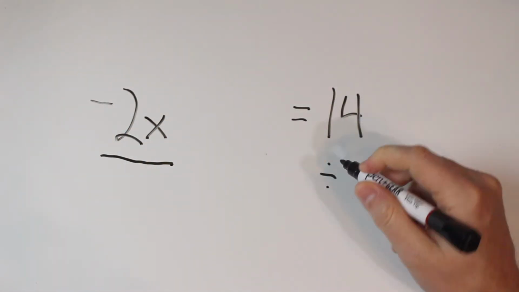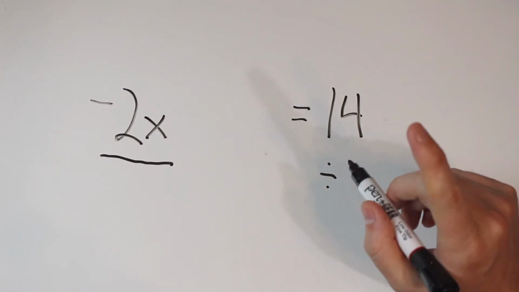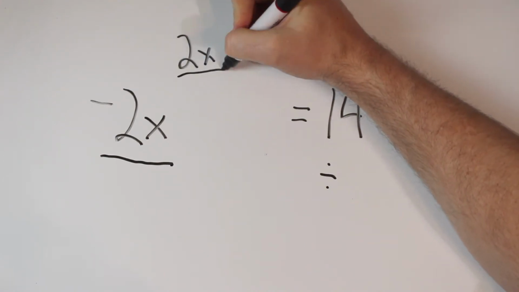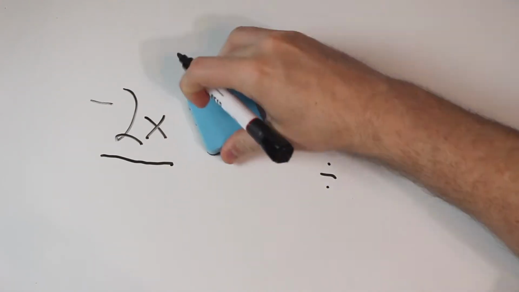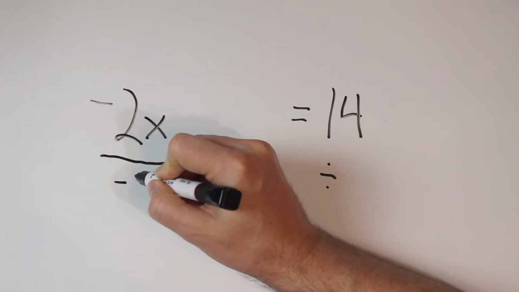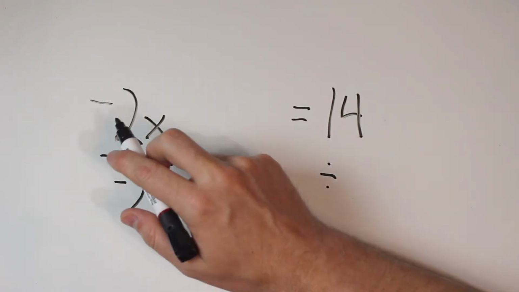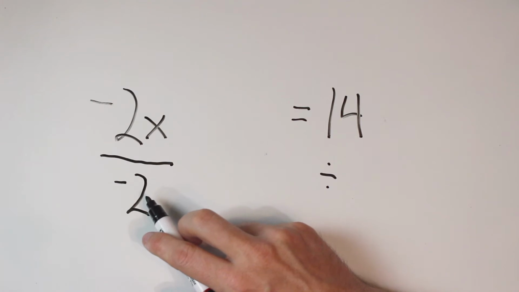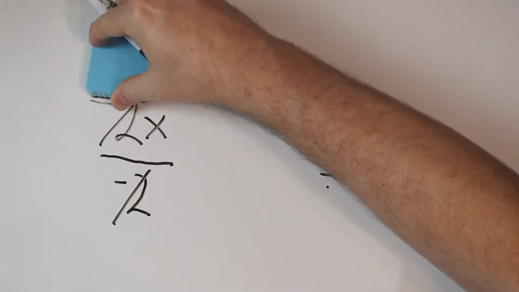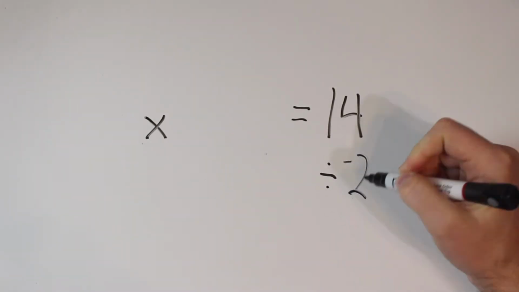Can you guess what we divide both sides by? Well, when we had 2x in our very first power-up problem, we divided by 2. Here, when we have negative 2x, we divide by negative 2. Once again, x times negative 2 divided by negative 2 lets us cancel out those negative 2's, leaving us with x. On the other side, we divide 14 by negative 2.